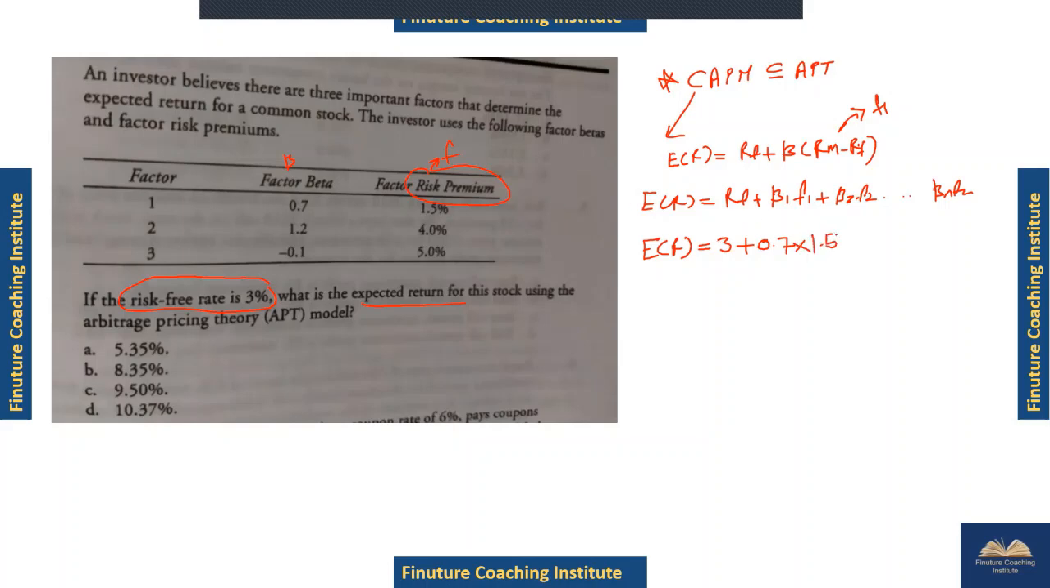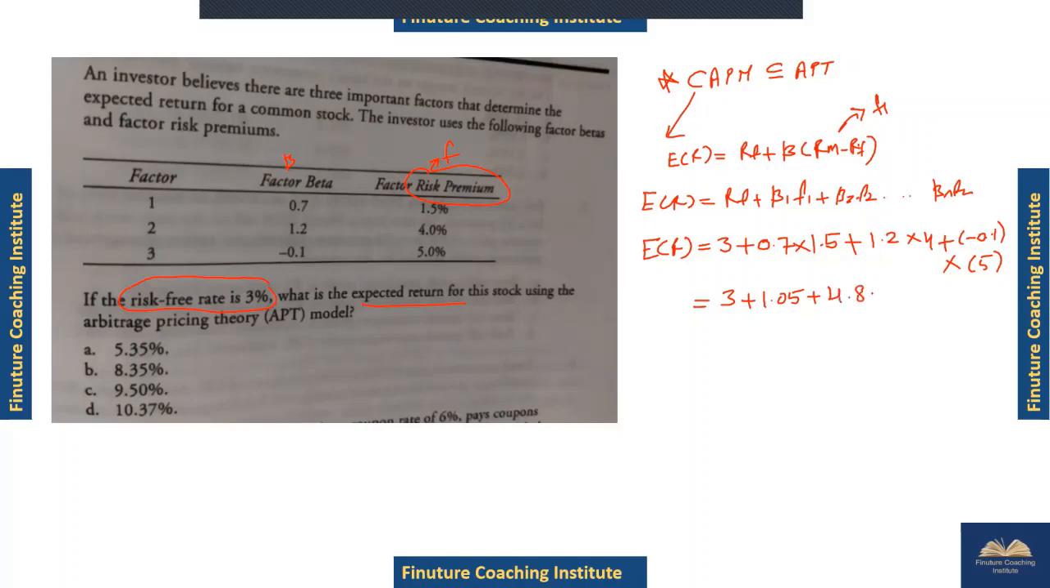For the sake of simplicity, I'm avoiding the percentage here, and for the rest of the factors also. So 0.7 into 0.5, and likewise, I will write for the two remaining betas, 1.2 times 4, plus negative 0.1 times your 5. Percentage I have excluded, we'll just make it a unit of the final outcome. So let me just multiply these two. So this comes to be 0.35, so 3 plus 1.05 plus 4 into 1.2 is very straightforward. 4 times 1 is 4 and 4 times 0.2 is 0.8.